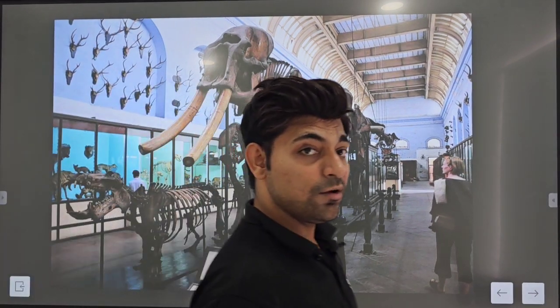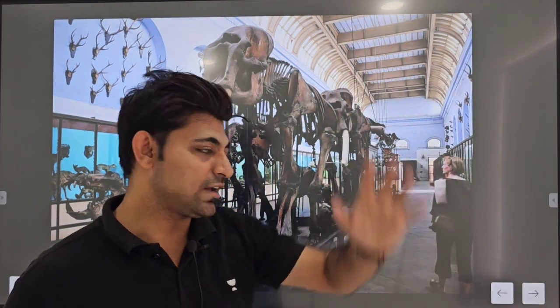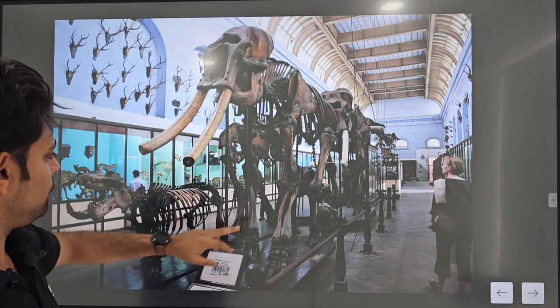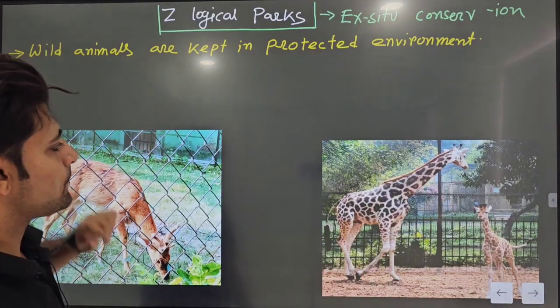You might have watched that movie Ice Age, right? In Ice Age you will find these mammoths. Those are prehistoric elephants, all inside the museum. This is the image of the Indian Museum in Kolkata.